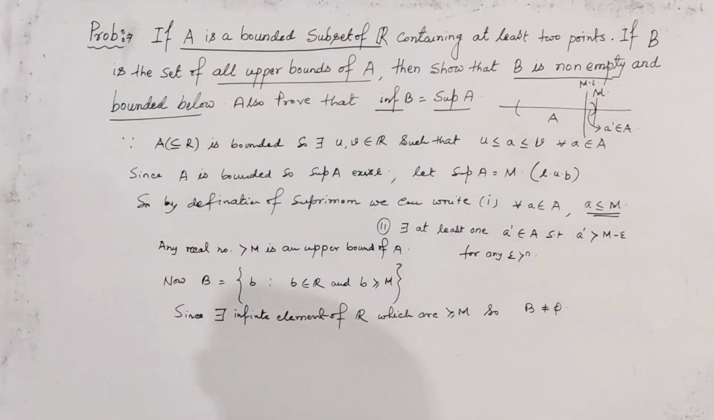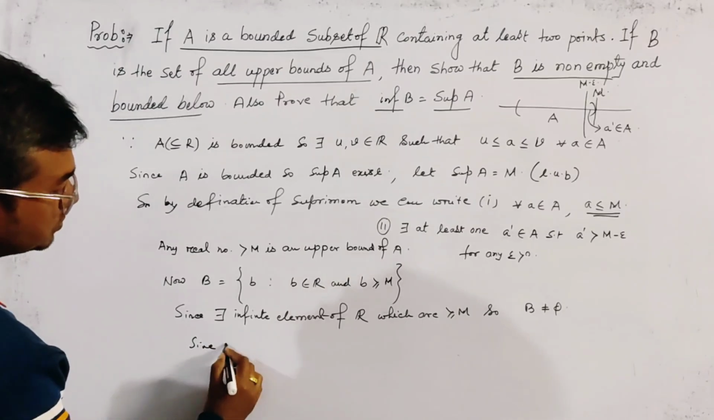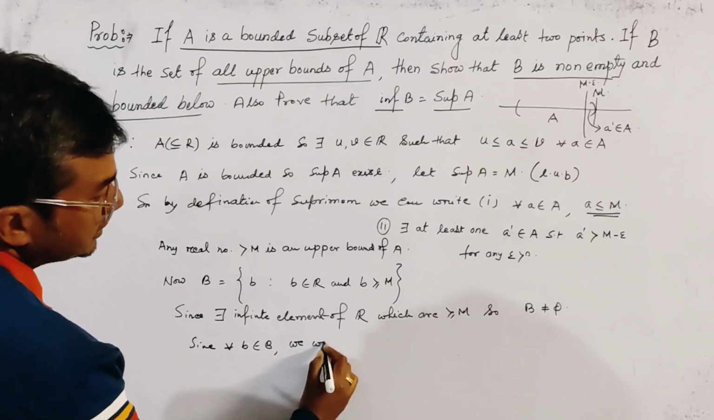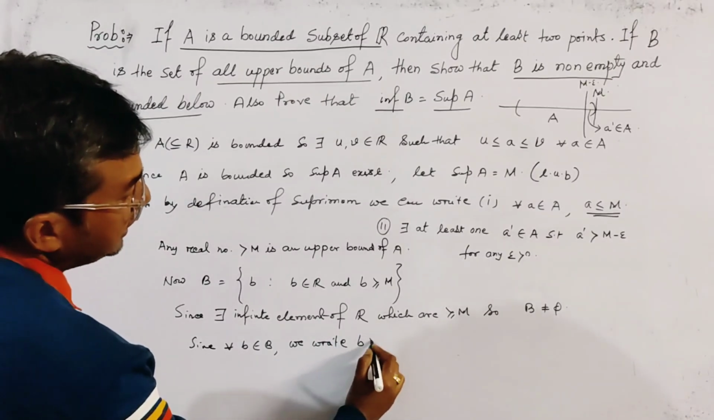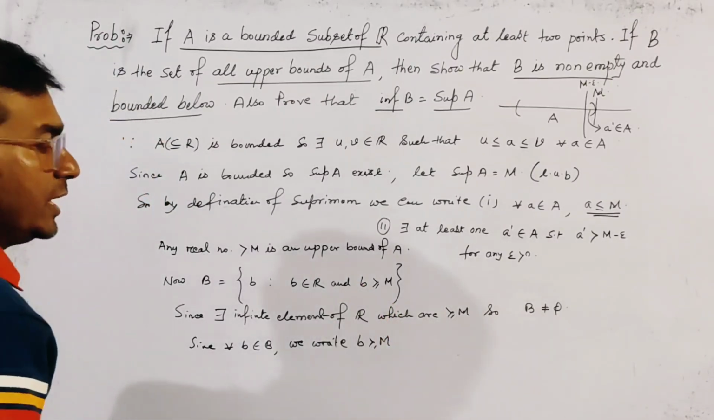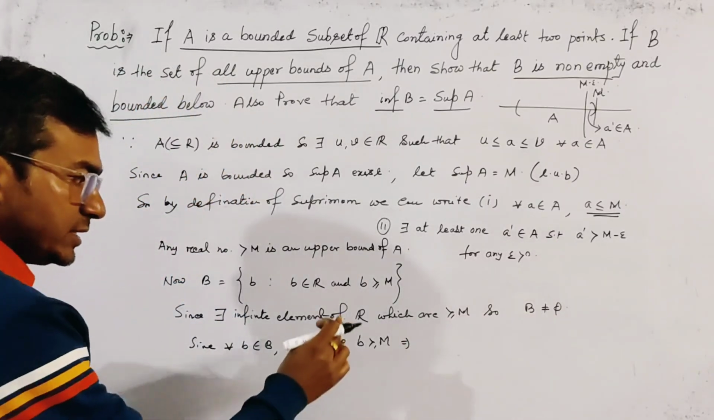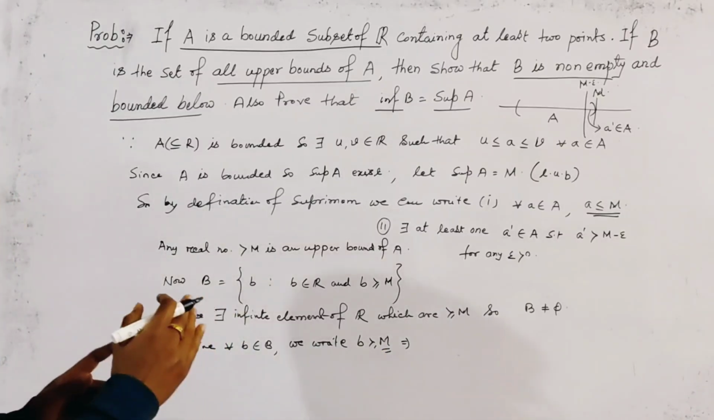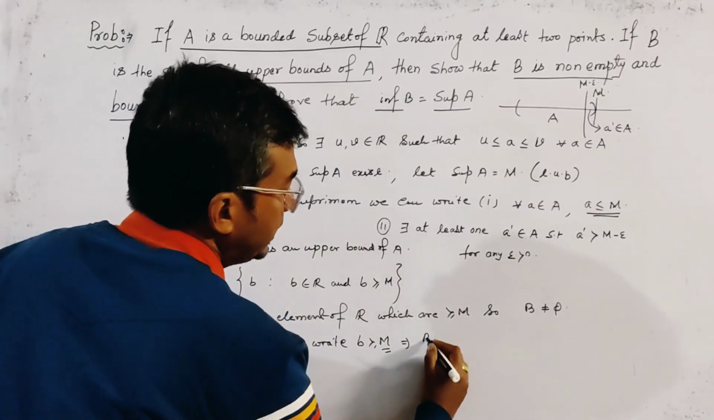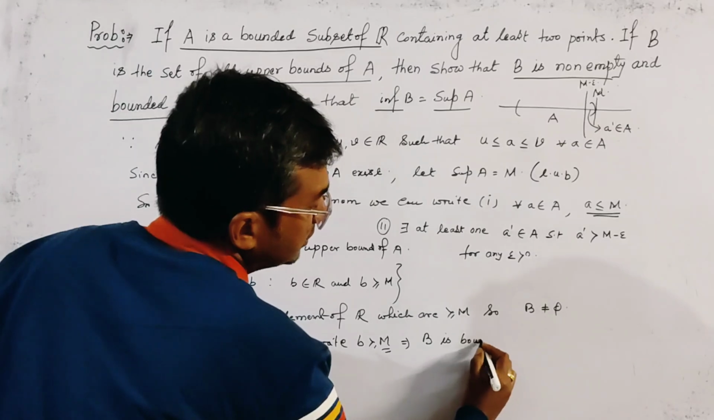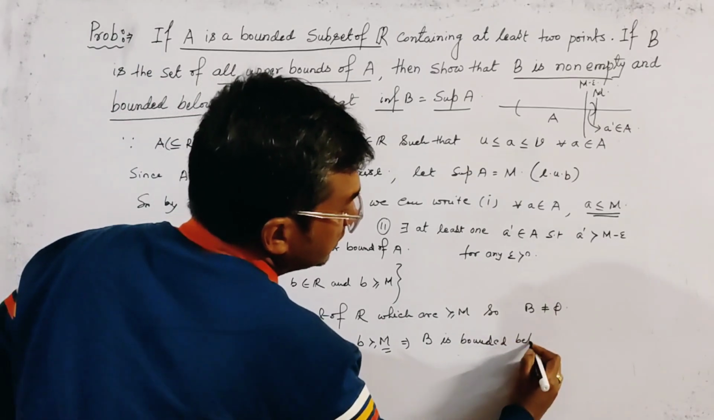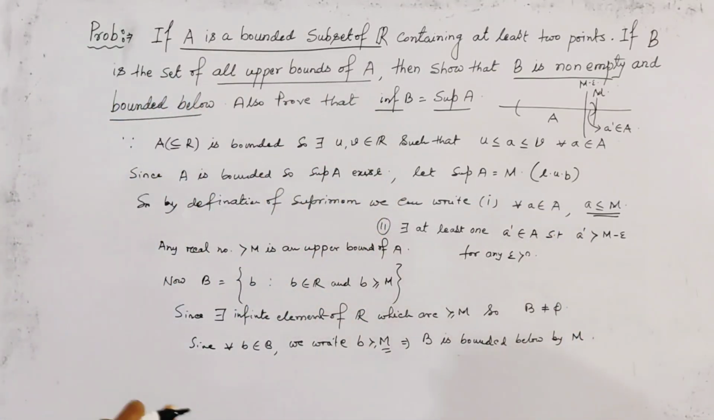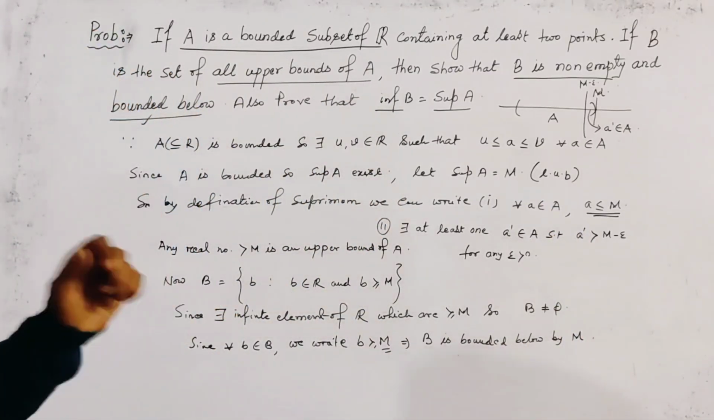And the second case is, since for all b belongs to B, we write b greater or equal to M, and this condition says that B is bounded below and M is the lower bound of the set. So we write here B is bounded below by capital M. Okay, and this is the second condition we proved already.